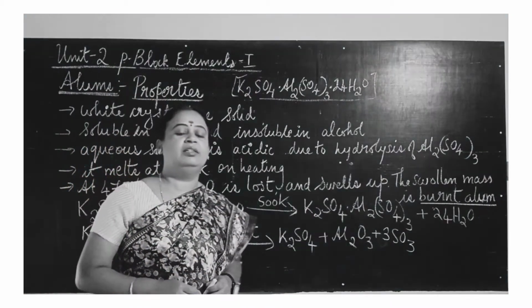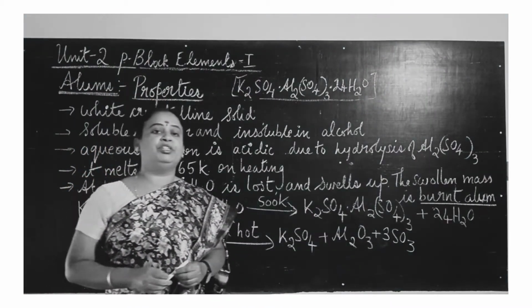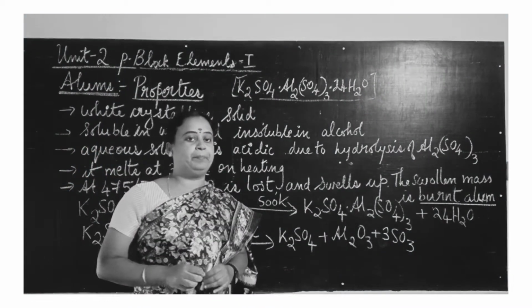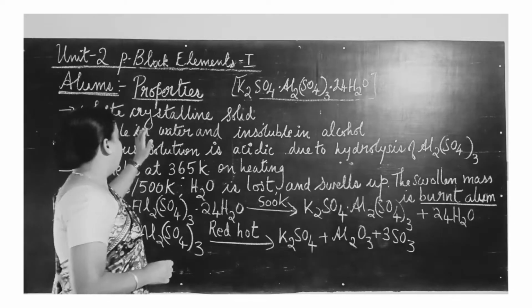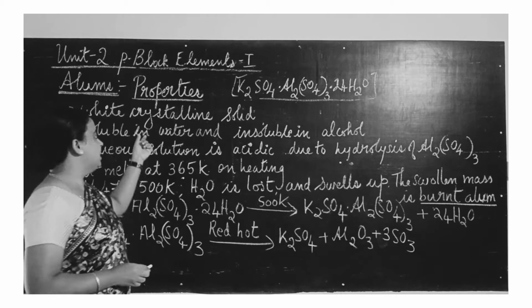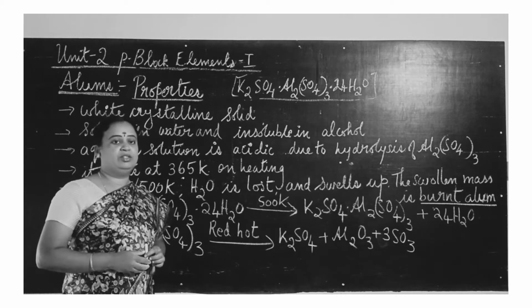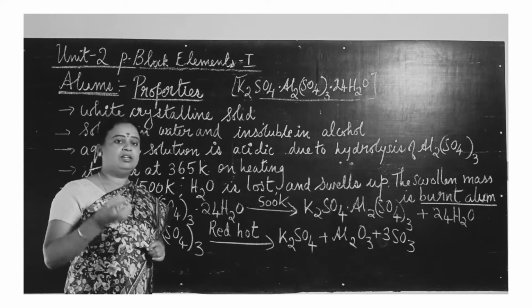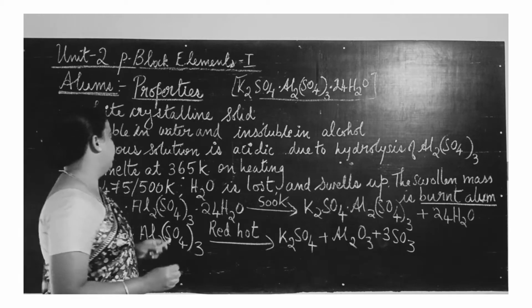Hello students, in this video let us study the properties of alum. While considering the properties, alum is a white crystalline solid. It is a crystalline solid, white in color.